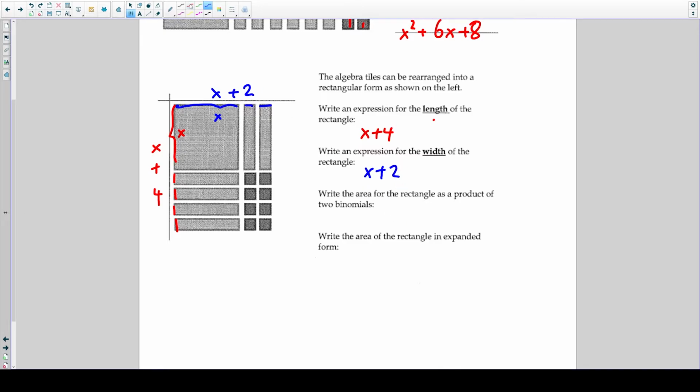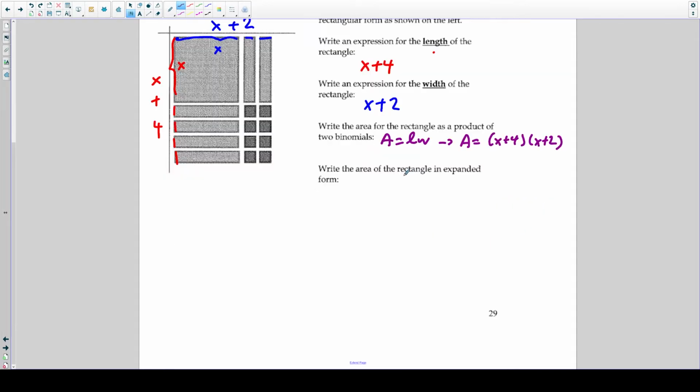If we want to go ahead and write an area for this rectangle as a product of two binomials, remember that area is equal to length times width. So really we just have area is equal to x plus 4 times x plus 2. So if we were to write this in expanded form, let's move that down here, x plus 4 times x plus 2.